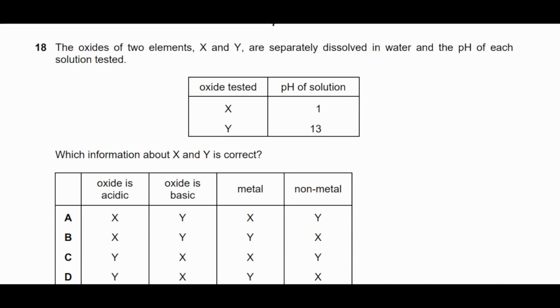The oxides of two elements are separately dissolved in water and the pH of each solution is tested. Which information about X and Y is correct? Right. Let's see. So pH of solution of this oxide is 1, so it's an acidic oxide. Right? So therefore it has to be C or D.